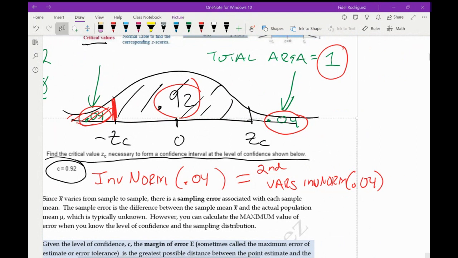So let me do this part on my calculator so you can see what I'm talking about. And Perla, yes, ma'am, you have a question for me?